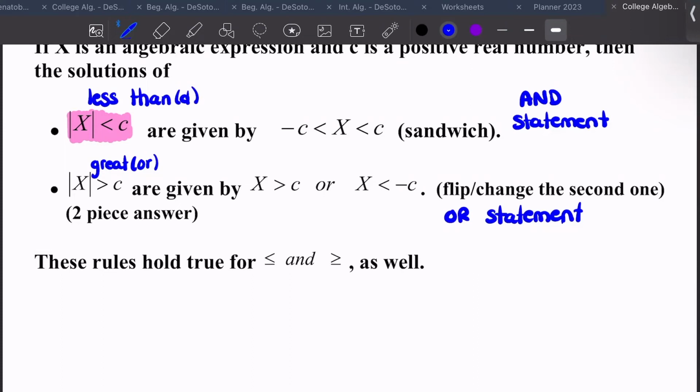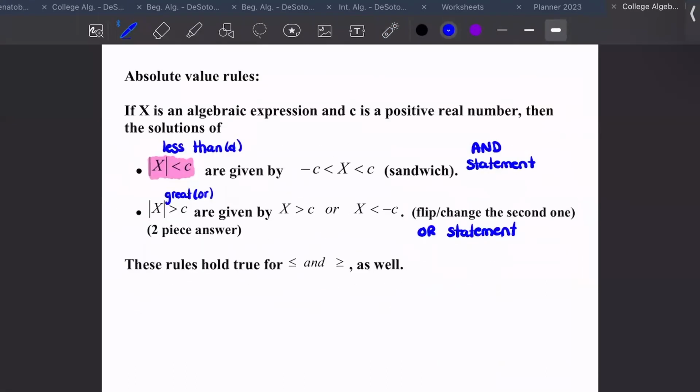All right, and you're going to see when we put these on number lines that the and statements have everything in common and the or statements have absolutely nothing in common. Okay, so you're going to have a two-piece answer for your or statements because those don't have anything in common. And then you'll have a one piece answer for your and statements. Okay, and I know that I did greater than and less than, but those can also be with your equal to's as well, right? So it holds true for your equal to's.